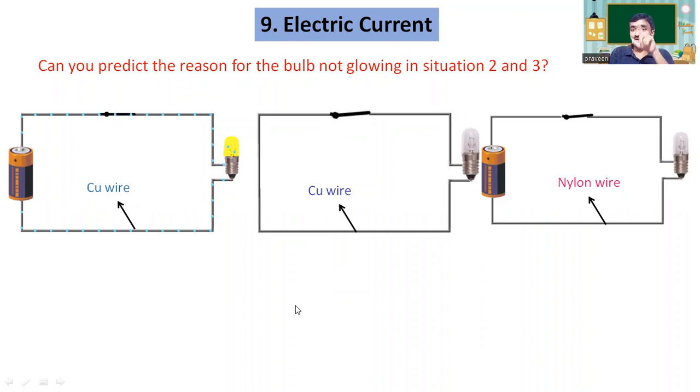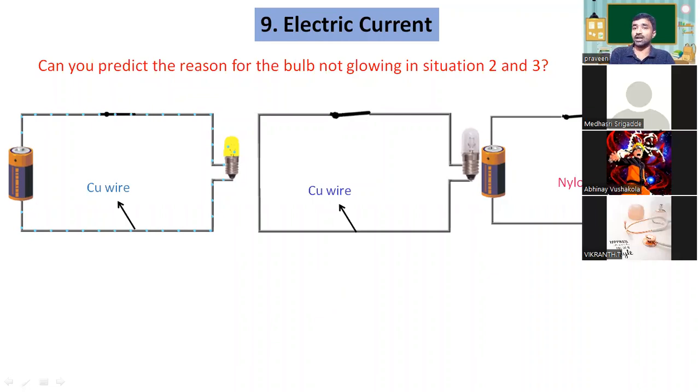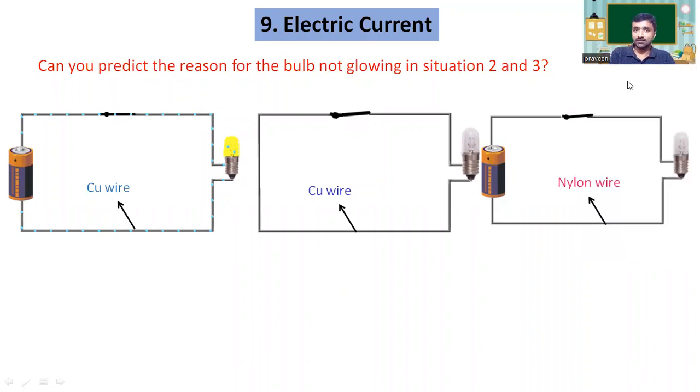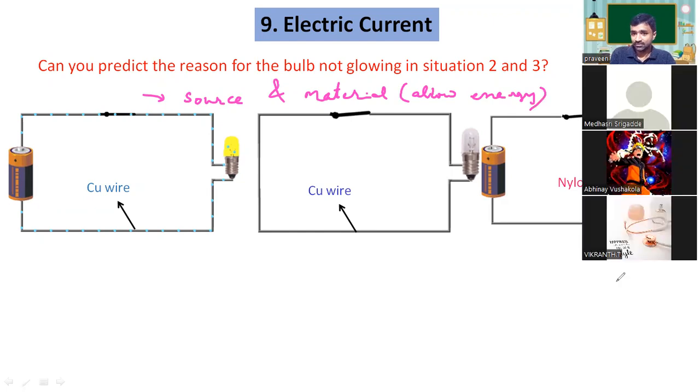So here I am simply able to say the answer. What are the important things you need for the flow of energy or for the glow of the bulb? Simply, you realized here you compulsorily need a source. What you need? A source and a material which can support or allow energy to pass through it. Have you got an idea now? Just go for a quick reaction.